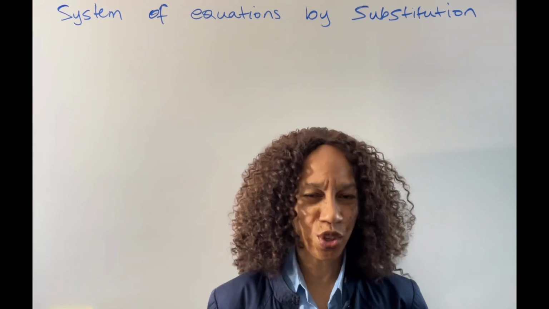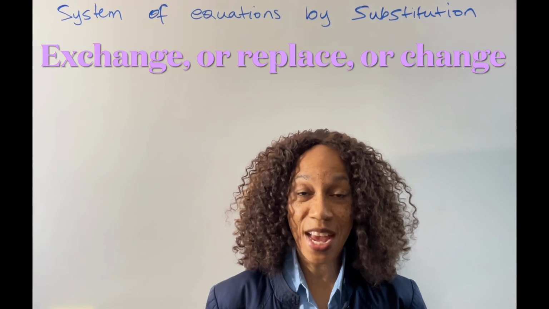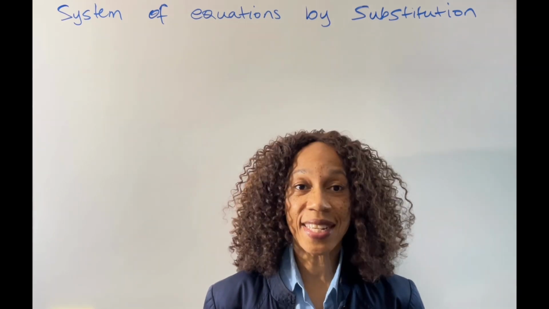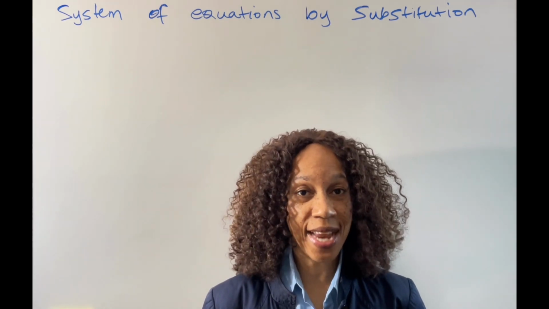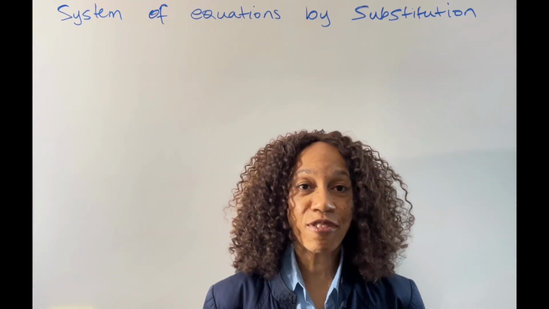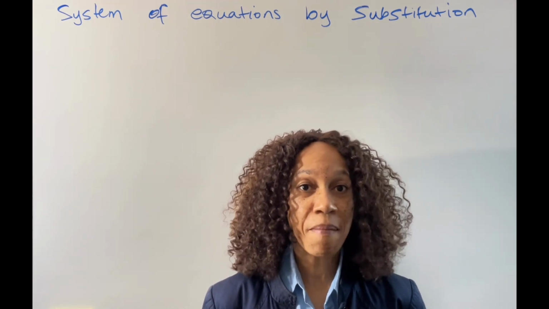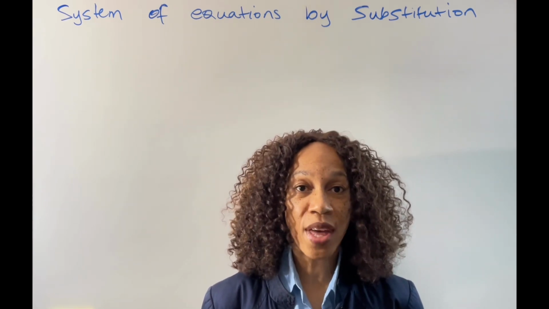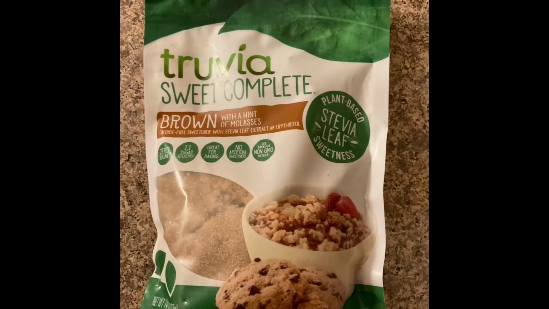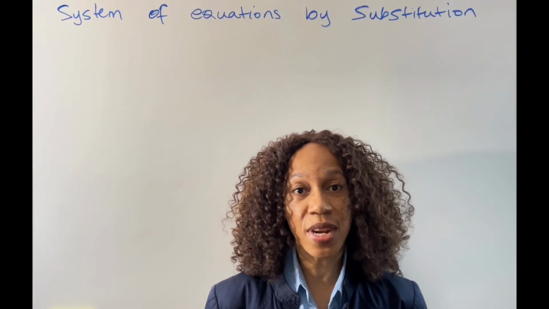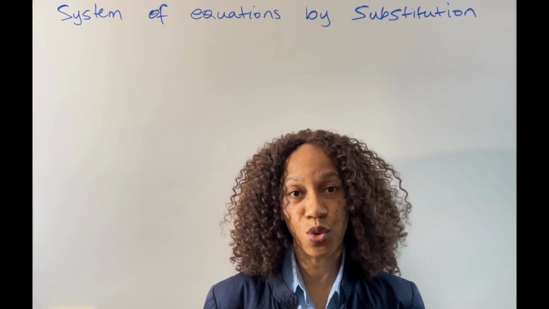Now, what does substitution mean? Substitution means that you can exchange, or replace, or change something. For instance, if I need to bake a cake for a diabetic individual, I cannot use regular sugar. I have to use a sugar substitute, meaning that I have to exchange or replace my sugar with another substitute, and you can use Truvia. We can apply this analogy when we are solving systems of linear equations using the substitution method.